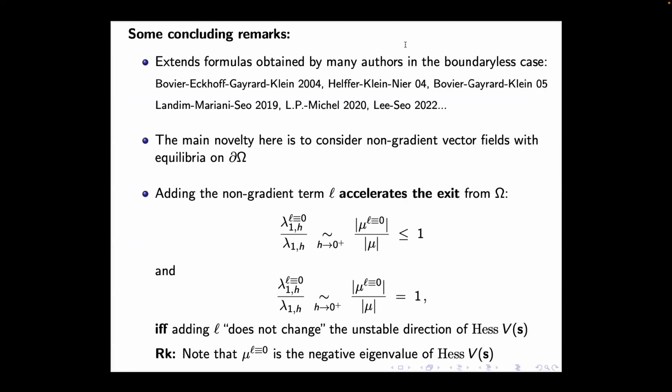And so just a slide of conclusion. I just make one conclusion, which is that adding the non-gradient term L accelerates the exit from omega. Because if I take the ratio of lambda 1 of h when L is 0 and when L is not 0, I have something which is less or equal to 1. And so it's asymptotically the ratio of the exit time in the non-gradient case divided by the exit time in the gradient case. So the exit time in the non-gradient case is better, and moreover, it equals 1 if and only if L does not change the unstable manifold of Hess V of S. So if there is a real non-gradient term added around S, we have a better acceleration. Okay, I stop here. Sorry for.